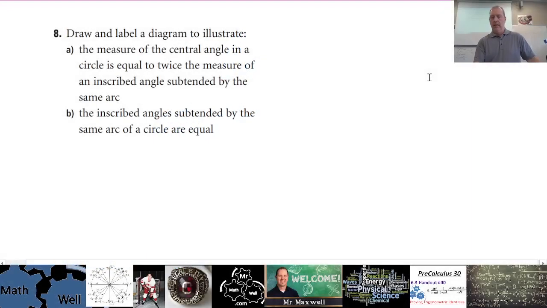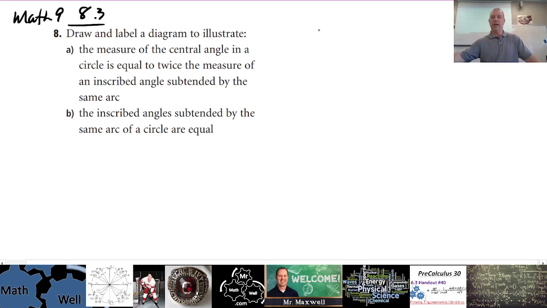All right. So Math 9 here, this is number 8 on section 8.3, circle geometry. So this says, draw and label a diagram to illustrate the measure of the central angle in a circle is equal to twice the measure of an inscribed angle subtended by the same arc. Okay, so that's one of the main properties that we learned.